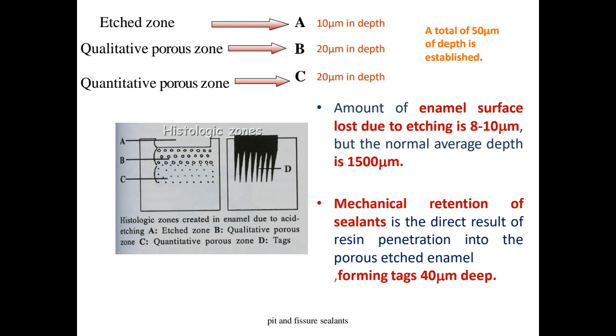Now, if you see the second picture, the dark shaded one, the projections we call resin tags. Now, what are these resin tags? Once you etch the tooth surface and the pores are formed, and you place the sealant, the sealant enters into this porous zone and forms resin tags. These resin tags are responsible for the mechanical retention of the sealant. Now, these resin tags are nearly around 40 microns in depth. The other 10 microns is the etched zone. So the resin tags are 40 microns deep.